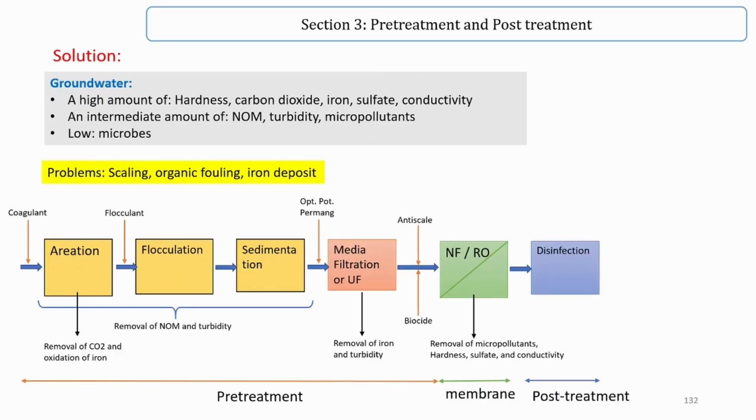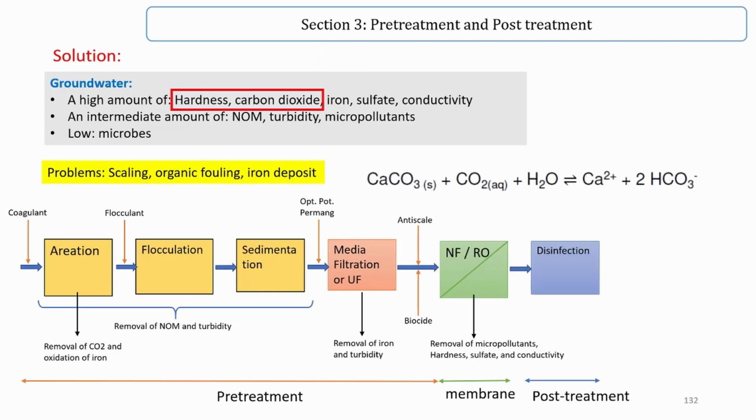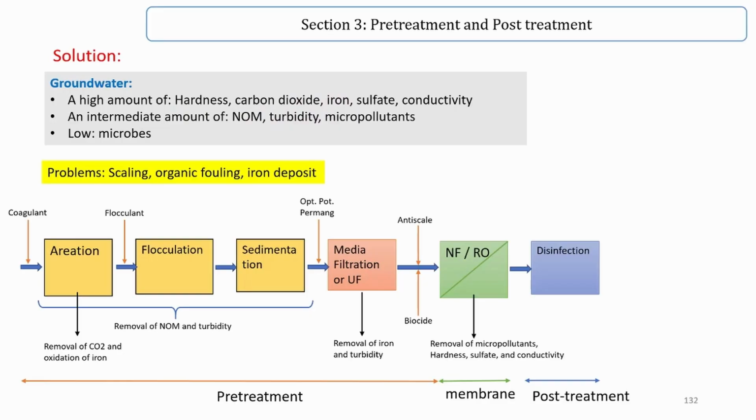To answer the first question, you should look at the composition to see what problems will take place for the membrane in the presence of these substances. Total hardness and temporary hardness in reaction with carbon dioxide produce calcite, as you can see in this equilibrium, and calcite builds up a scale problem on the membrane surface. Iron, after oxidation, deposits on the membrane surface.